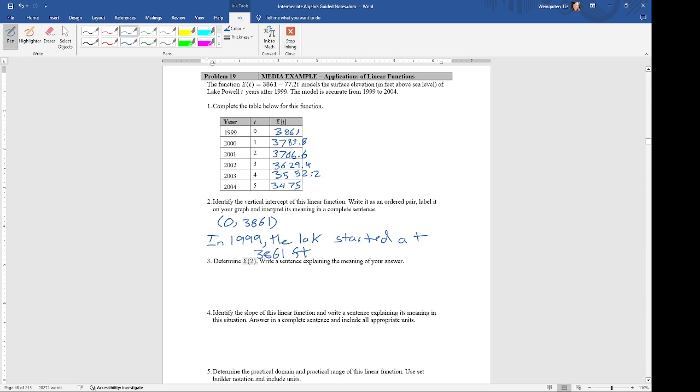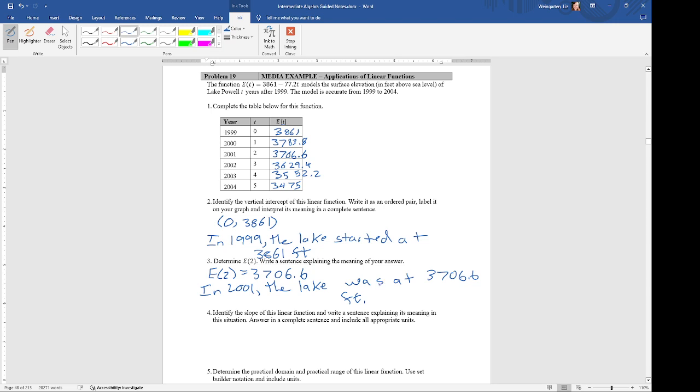Determine E of 2. Well, luckily we did that up here. What does that mean in a sentence? So E of 2 is 3706.6. Year 2 was 2001. In 2001, the lake was at 3706.6 feet above sea level.